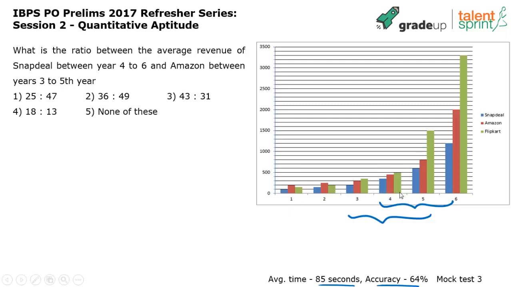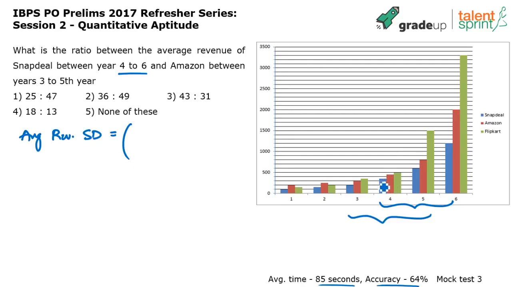I'll tell you how you can save time in this particular question. Let me explain how it is regularly solved. First of all, the average revenue of, let's say, Snapdeal. What will it be for which years? 4 to 6. So what are the values from 4th year to 6th year for Snapdeal?